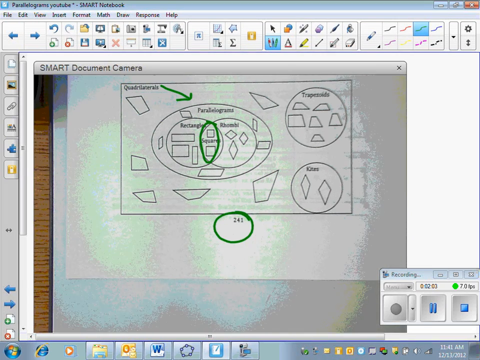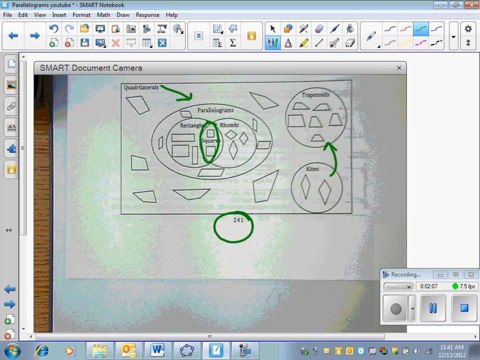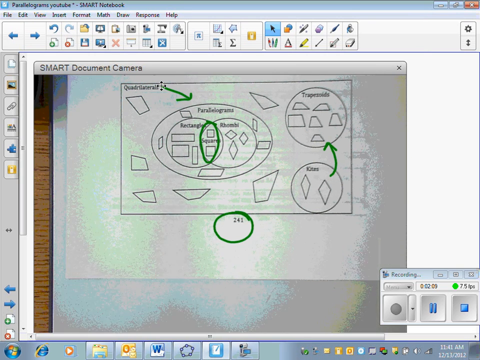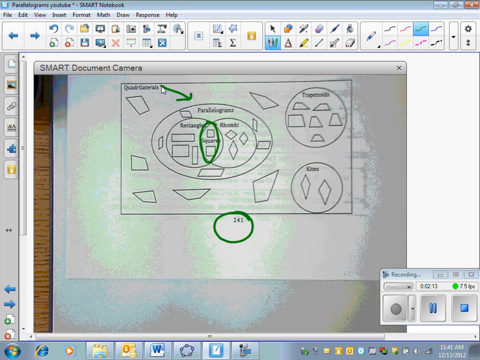Okay? Will we be able to say if it is a kite, then it is a trapezoid? No, because those two have nothing in common. When Venn diagrams do not overlap, they have nothing in common.